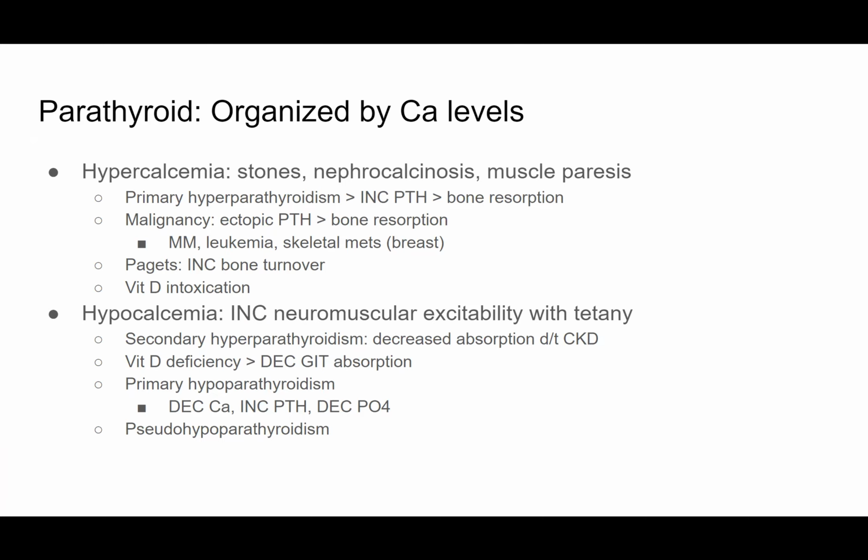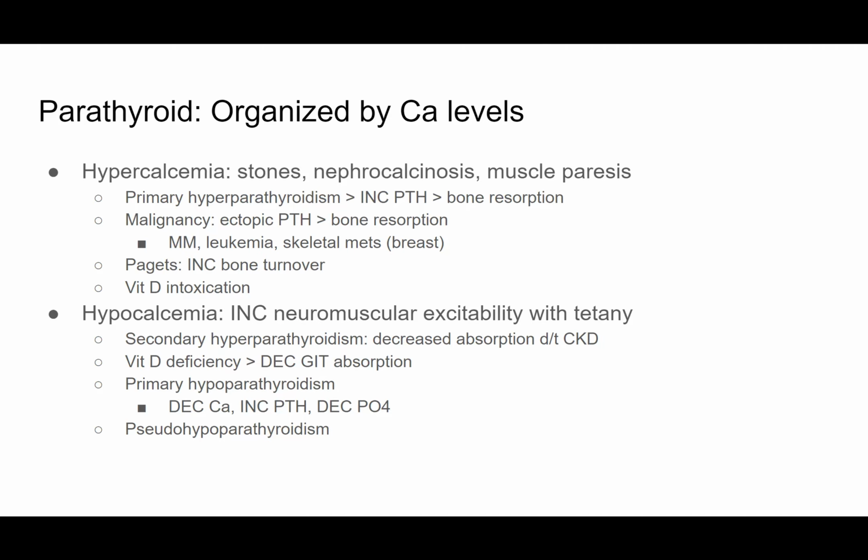So causes of hypercalcemia: primary hyperparathyroidism. Again, if you increase the parathyroid hormone, you're going to increase bone resorption, and so you're going to get increased calcium. You're going to get increased calcium at different levels because of the increase of the parathyroid hormones, but that's the big thing there. You can also get it because of malignancy.